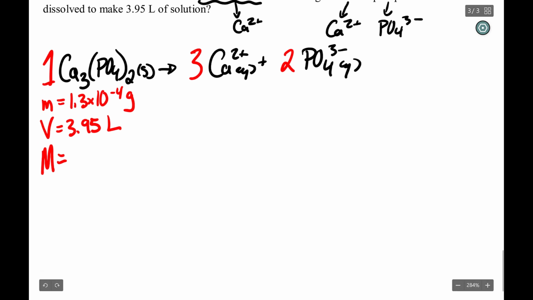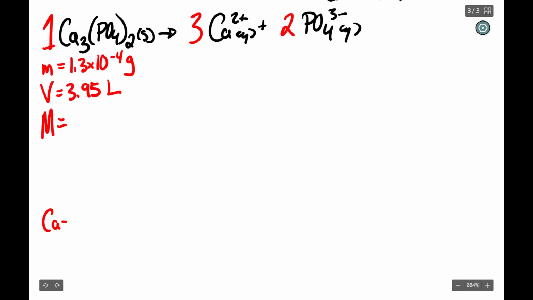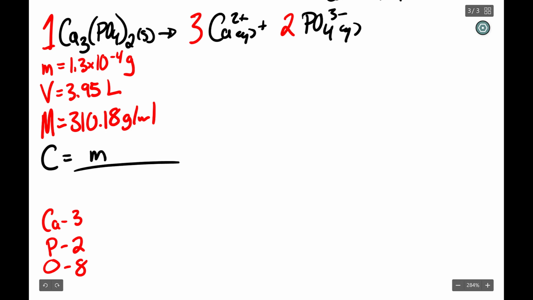I'm going to need to know my molar mass. So make sure that you understand when it comes to the molar mass, we have 3 calciums, 2 phosphoruses, and 8 oxygens, because this 2 is multiplied by the 4, this 2 is multiplied by the 1. We can't forget about it, and of course we have 3 calciums. So let's take a moment to calculate our molar mass. Okay, and so the molar mass is going to be 310.18 grams per mole.